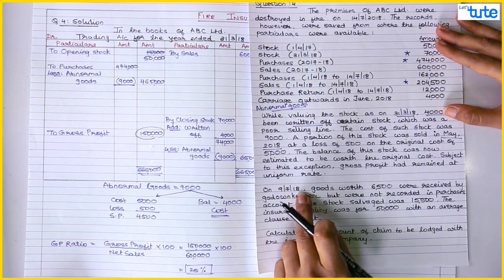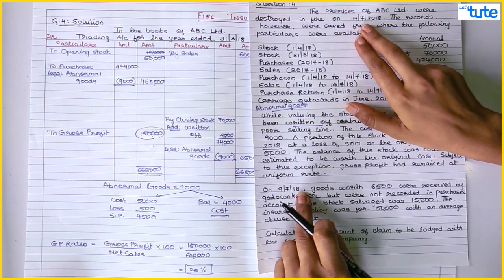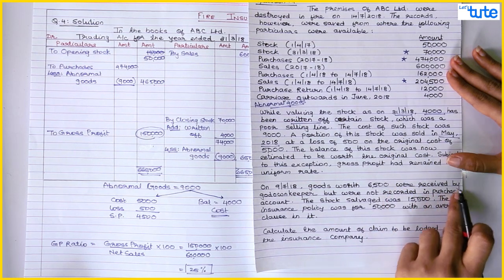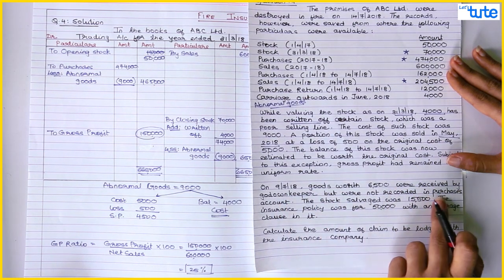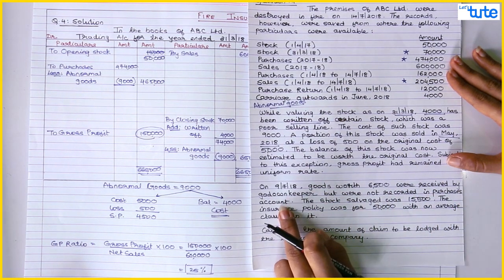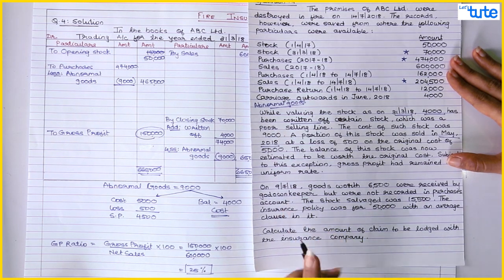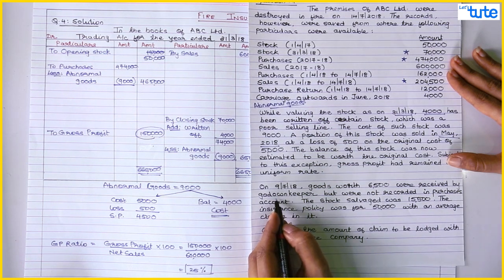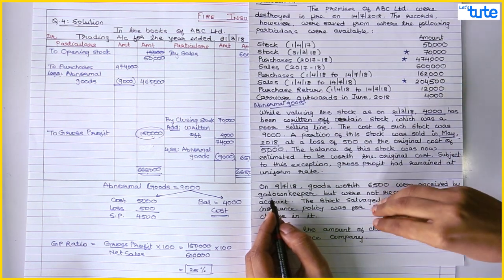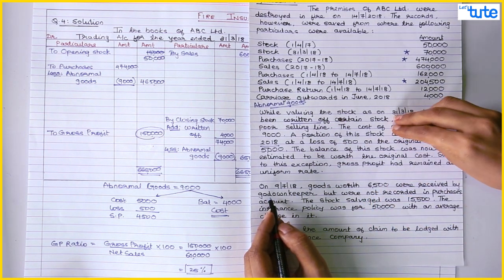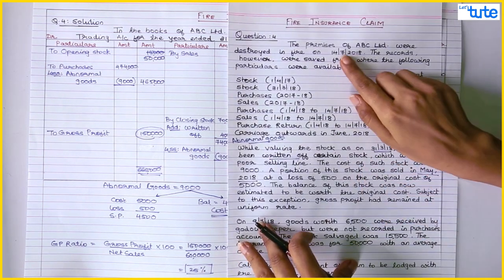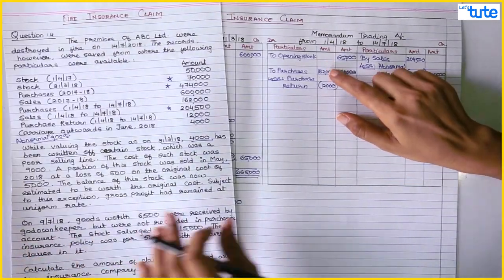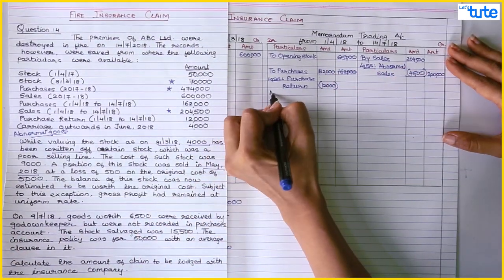On 9th July 18, and our date of fire is 14 July. So a few days before this, goods worth 6,500 were received by the godown keeper but were not recorded in the purchases account. So this is your unrecorded purchase. Now these goods are received by the godown keeper. That means these goods are there in your stock when there was a fire on 14th of July, but these goods are not recorded in your purchases. So you need to add those goods.